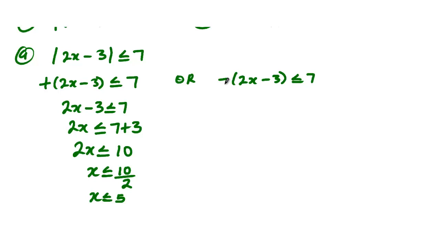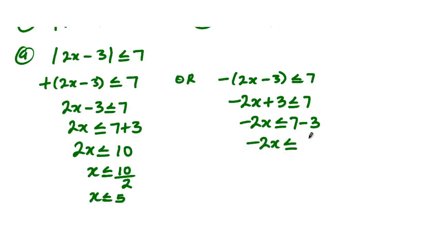So x is less than or equal to 5. For the other one, we use minus to open this bracket. Minus times 2x gives us minus 2x. Minus times minus 3 is plus 3. It's less than or equal to 7. Then minus 2x is less than or equal to 7 minus 3, that is 4.